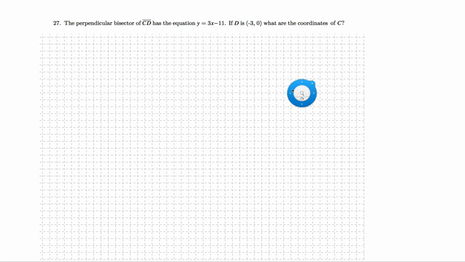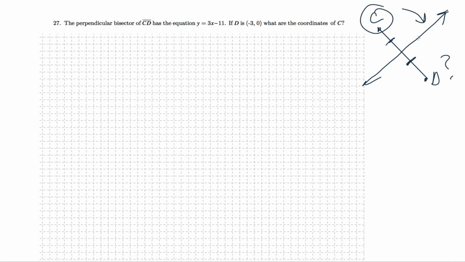Perpendicular bisector of segment CD has the equation of y equals 3x minus 11. If D is -3, what are the coordinates of C? Okay, so we have some segment that we don't know yet, and we have a graph of a line that bisects this segment, and we know one side is C and D we don't know, right? We're trying to find the other side of the segment given C and given the line. Okay, so we got to graph this.